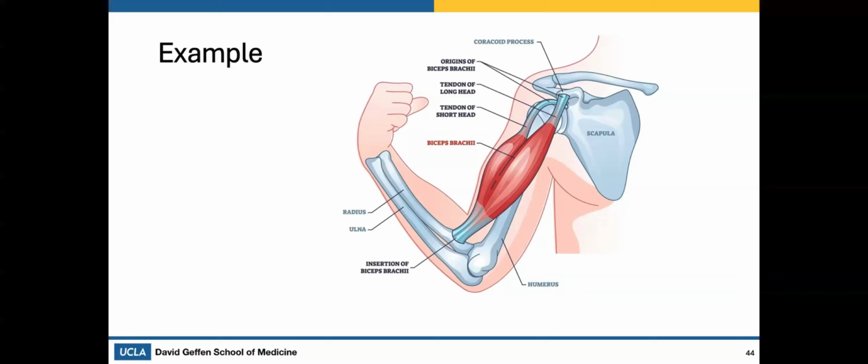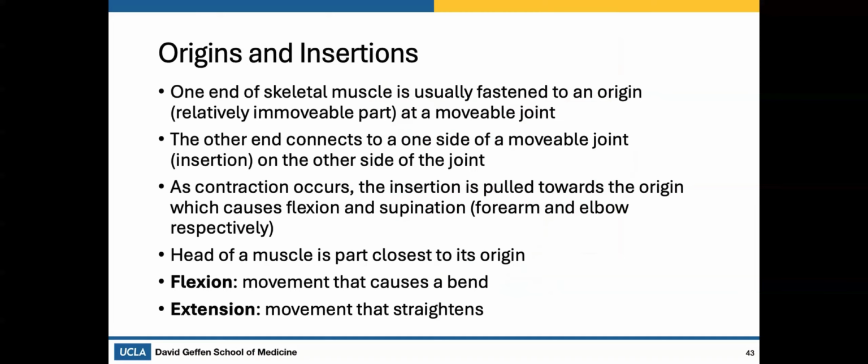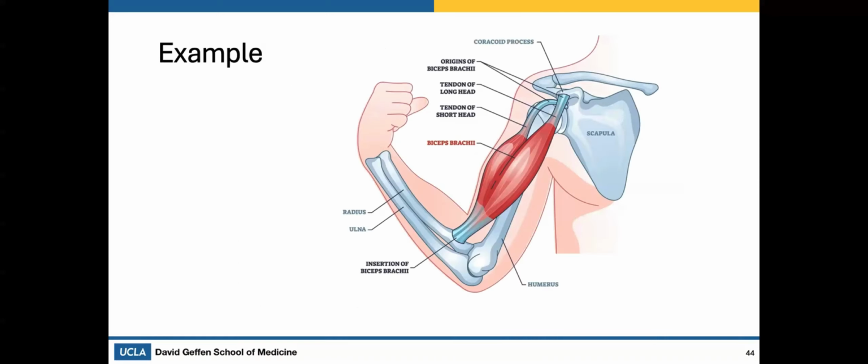The action, when the biceps brachii contracts, the insertion on the radius is pulled closer to the origin on the scapula, which causes flexion, otherwise known as bending of the arm. Extension, on the other hand, is movement that straightens an arm. So a couple things to remember.